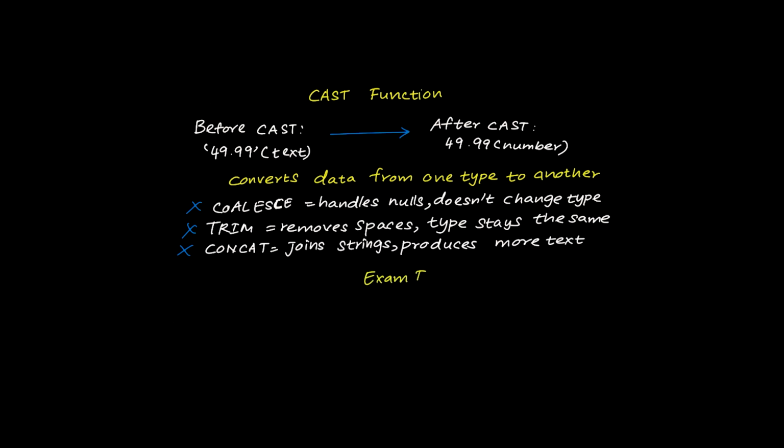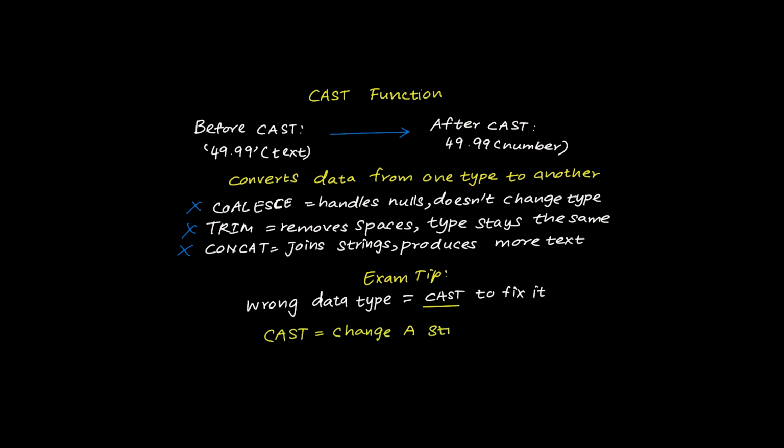Here's a WGU D467 exam tip for you. When a question describes data stored in the wrong type, text as numbers, numbers as text, cast is the function that fixes it. Quick recall hook: Cast equals change a string's type.